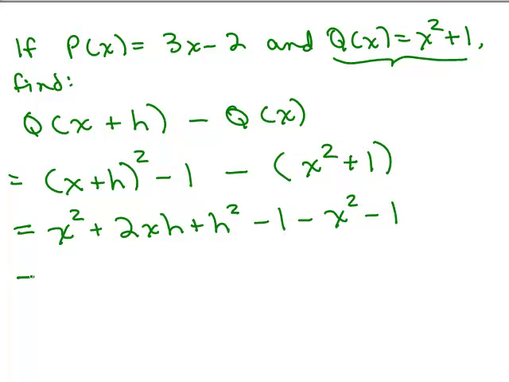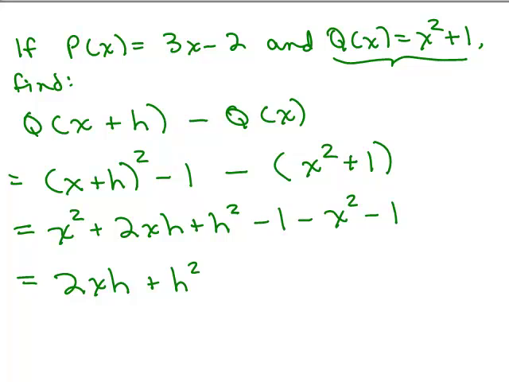All right, so now let's see what happens here. So I've got an x squared, I've got a minus x squared. 2xh, there's no other term to combine with that. I have a plus h squared, there's no other term to combine with that. And I have a minus 1.